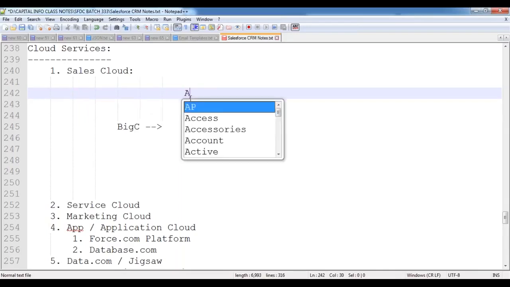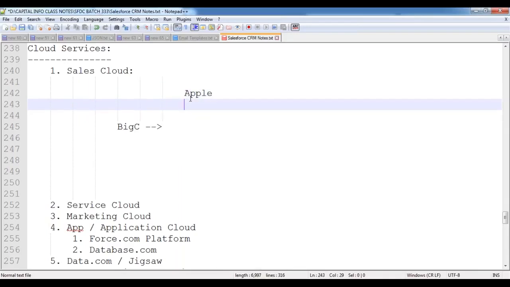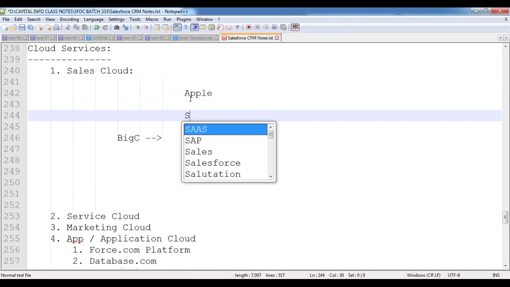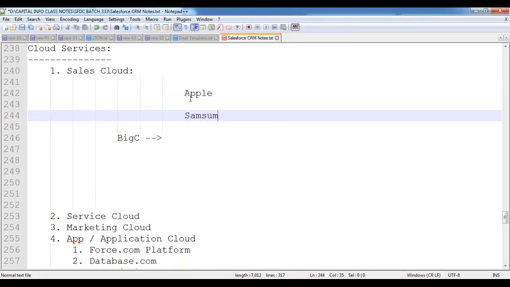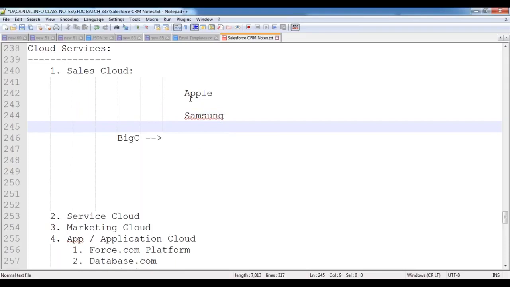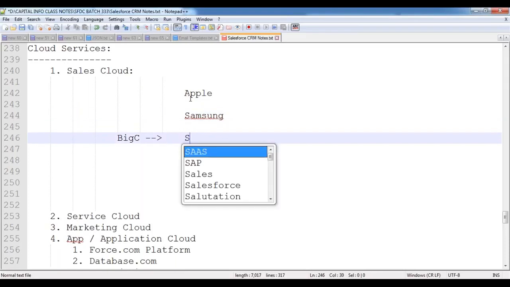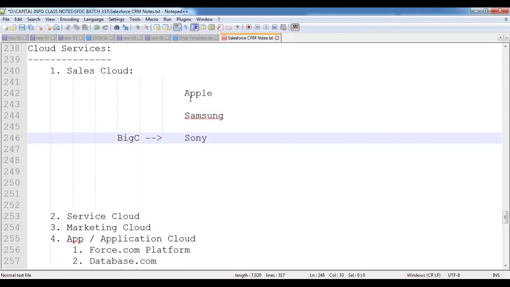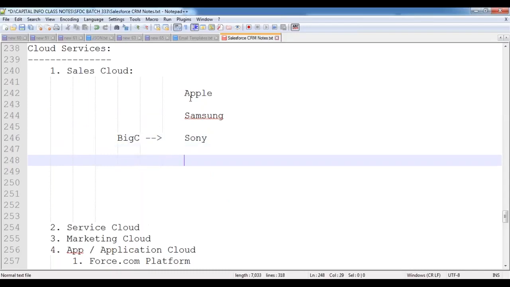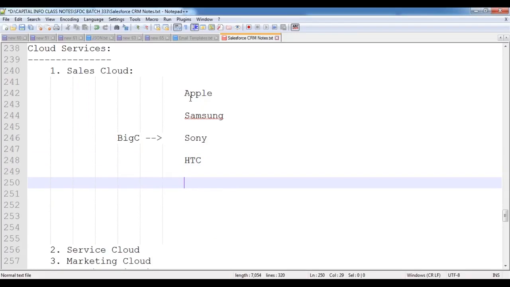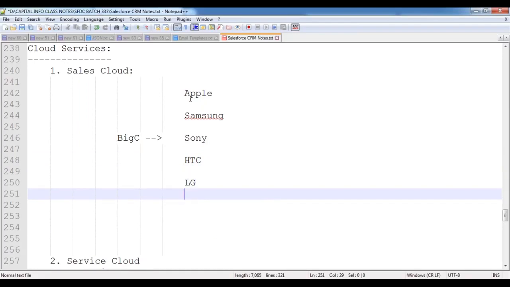Like they sell the products manufactured by Apple, that means iPhones. They sell the products manufactured by Samsung. They sell the products manufactured by the Sony Corporation. They sell the mobile products manufactured by HTC and LG. Like that, so many mobile manufacturers are available, and these people sell the products from all the different mobile manufacturers.